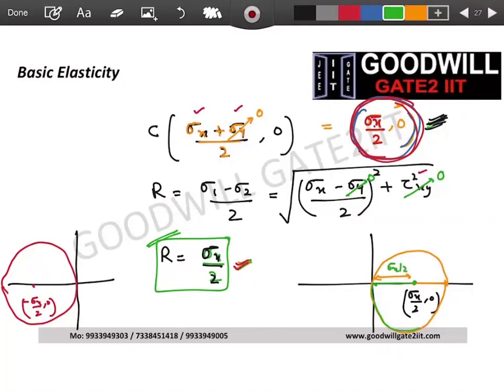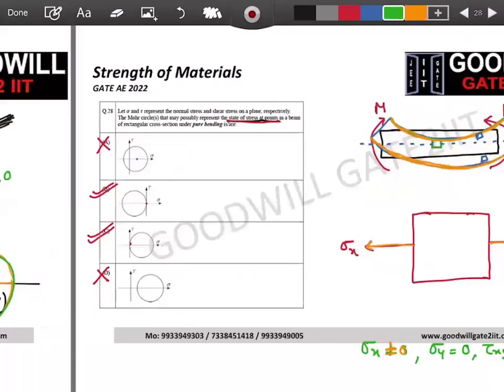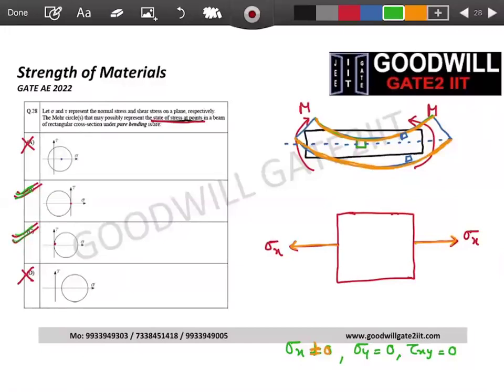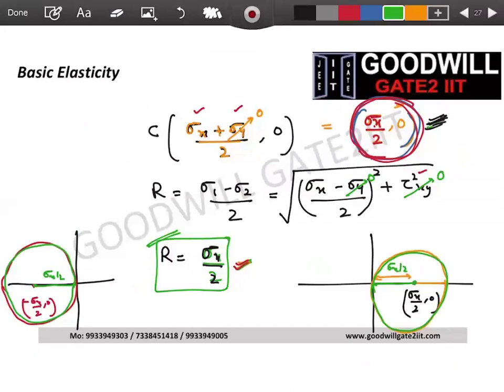And if you draw a circle, your circle will look something like this. If you draw it with negative, still radius is sigma x by 2. Your Mohr circle will look like this. So your options are option B or option C. Is this clear? Yes, sir. Okay, perfect. Thank you. Other people, guys, any other question?